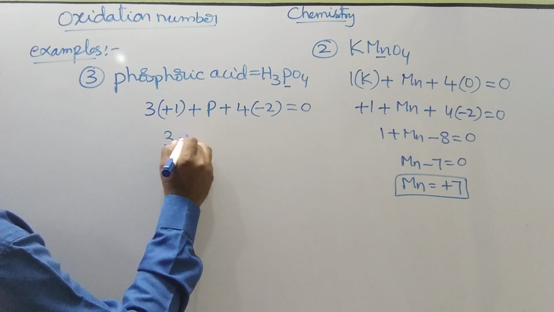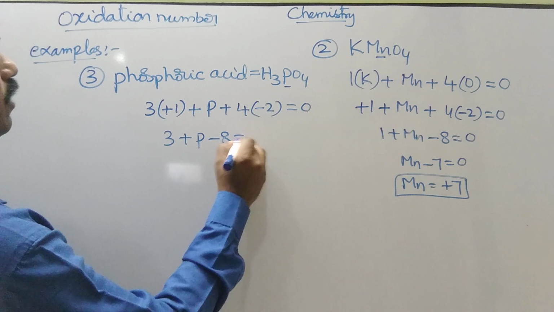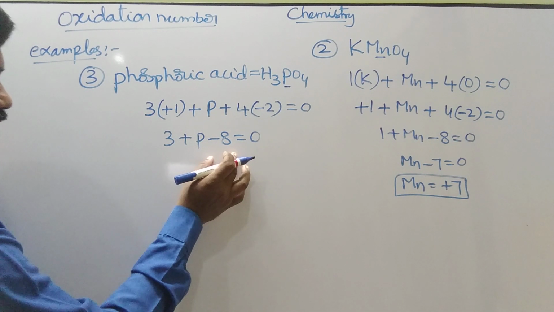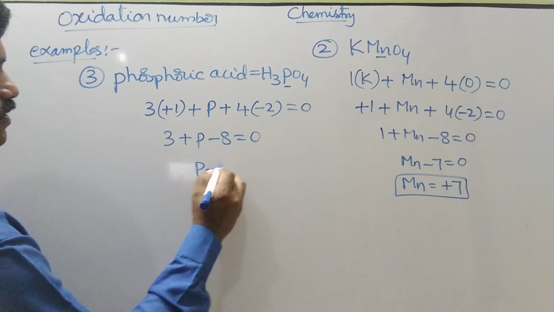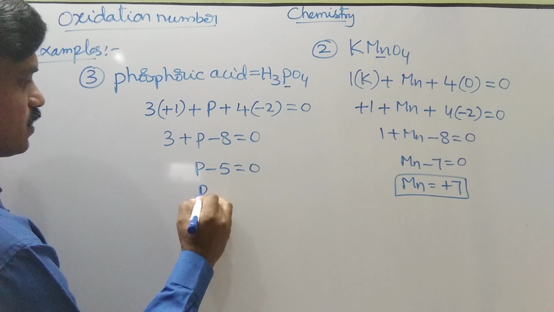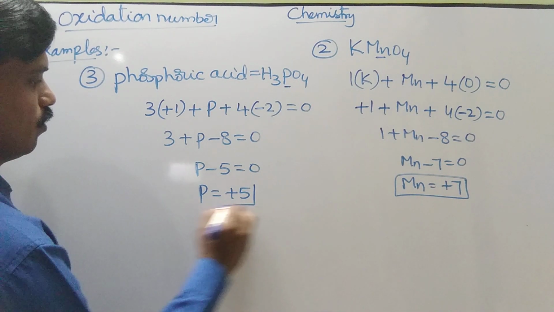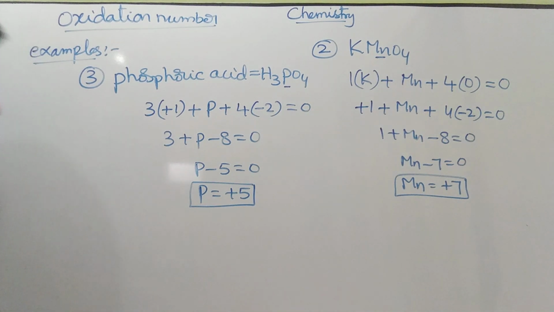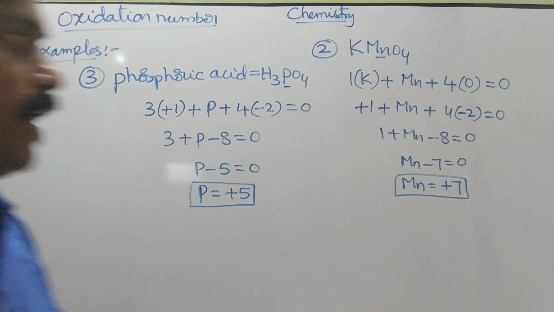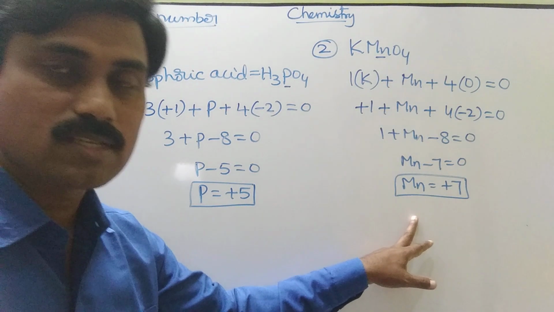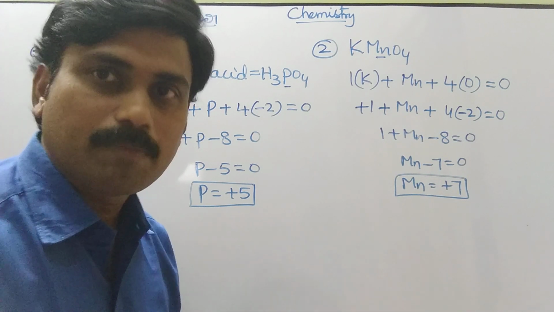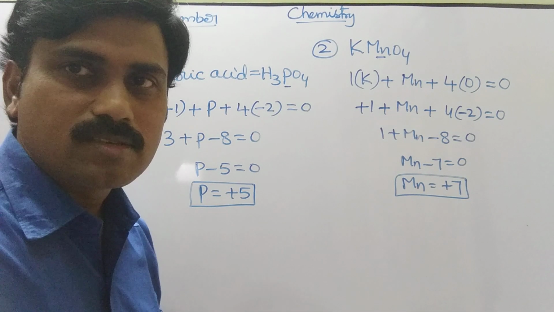Now 3 plus P minus 8 equal to 0. Therefore, P minus 5 equal to 0. The oxidation state of phosphorus is equal to plus 5. So, phosphorus can exhibit a maximum oxidation state of plus 5. Manganese can exhibit a maximum oxidation state of plus 7. Sulfur can exhibit a maximum oxidation state of plus 6.